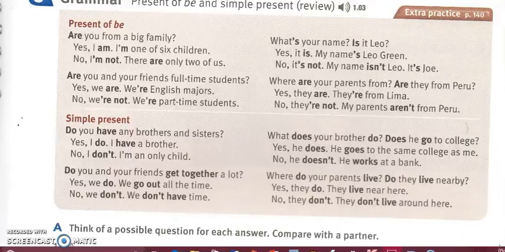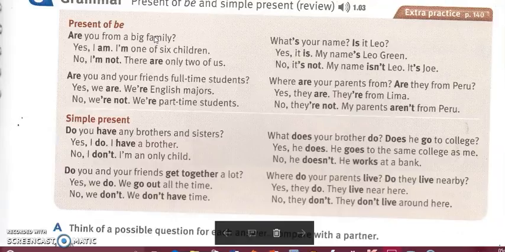This is a continuation of the Touchstone one, so I guess that you remember to use the simple present tense of the verbs, because we are going to give you a review here. And also, we are going to give a review about the verb to be. Okay, as you can see in this page, I want you to please pay attention and observe this grammar chart.